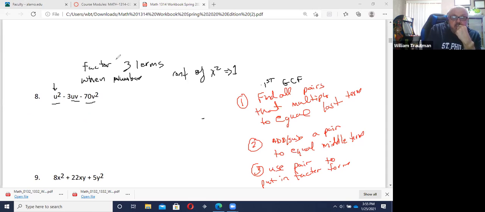Step 1, find the GCF. There's no number that divides out. The lowest power of u, there's no u. The lowest power of v, there's no v. So there is no GCF here. You're always looking for a GCF first.